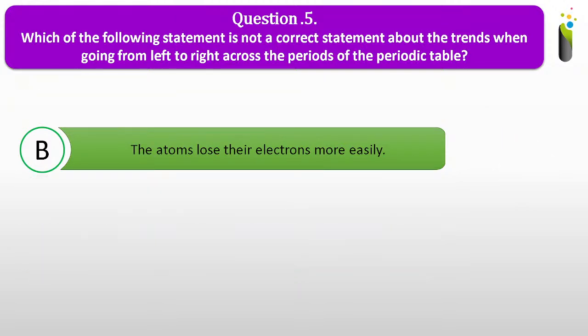So the answer for this question is B. The atoms lose their electrons more easily is not a correct statement about the trends when going from left to right across the periods of the periodic table.